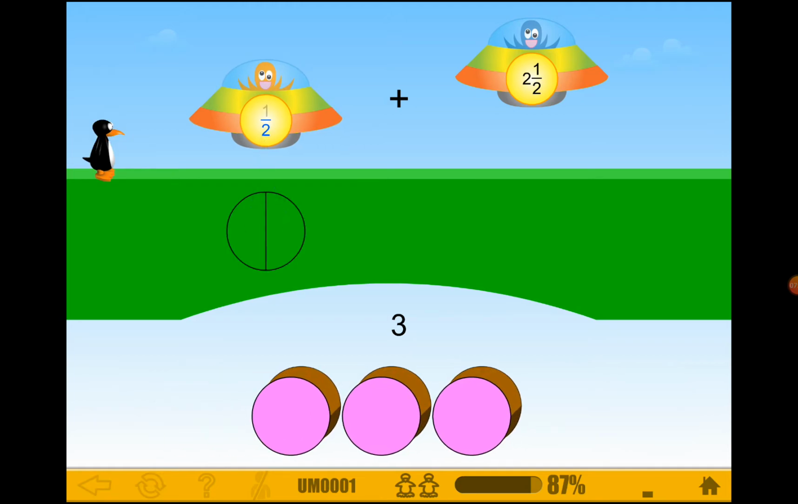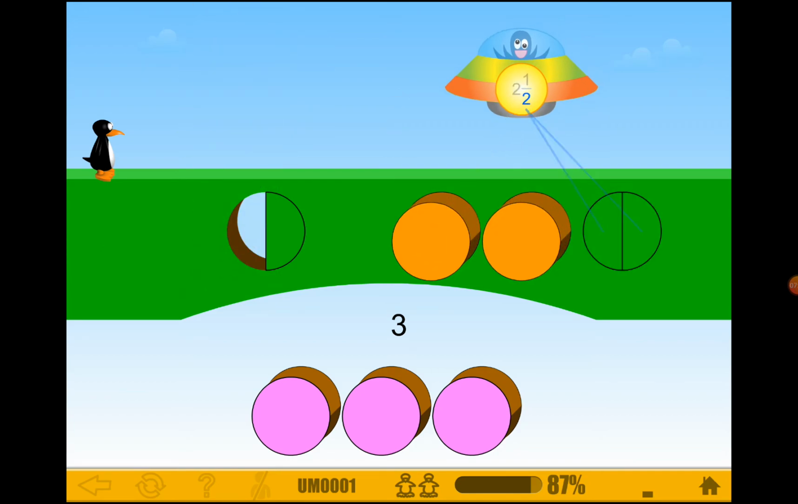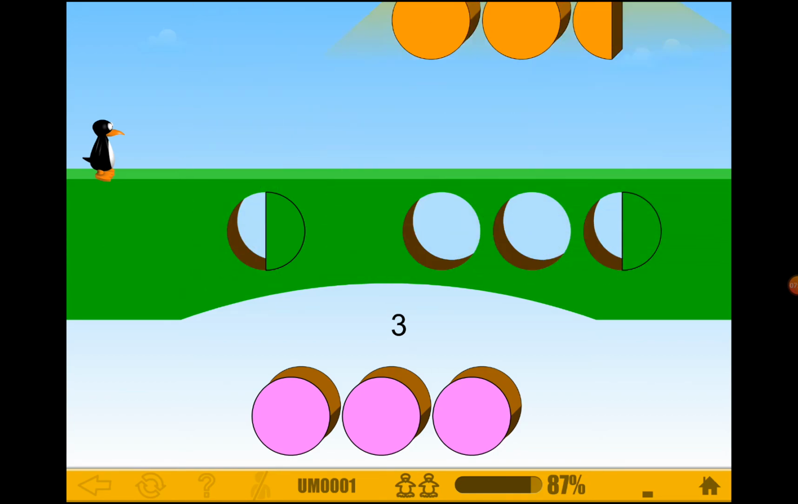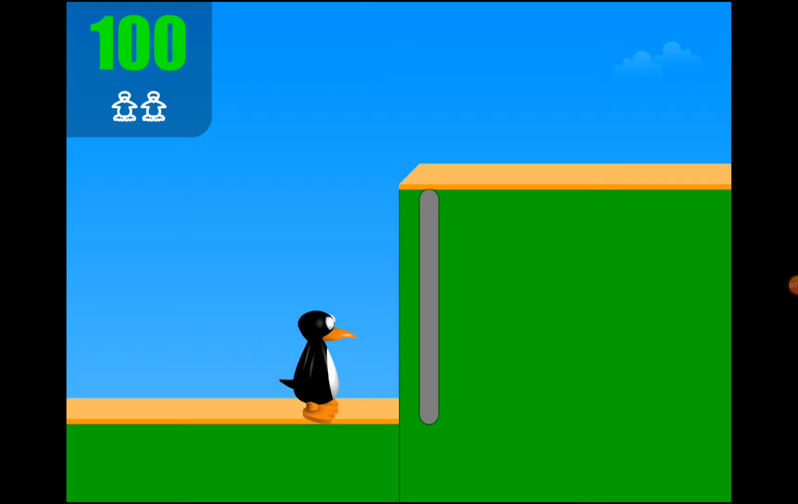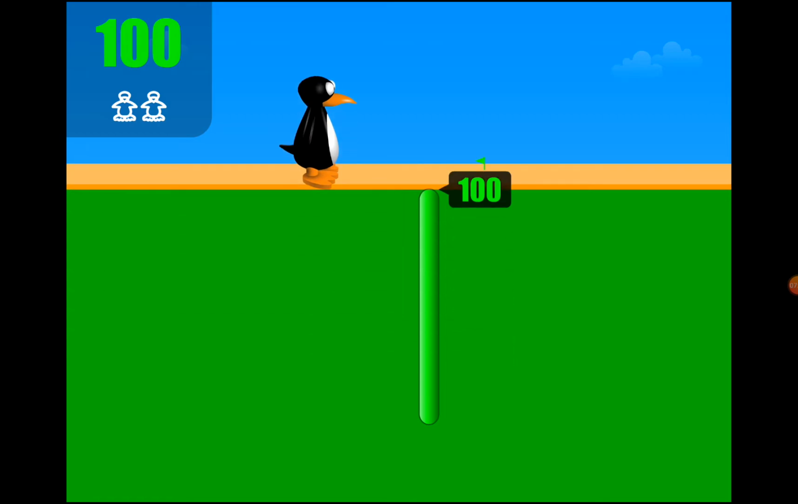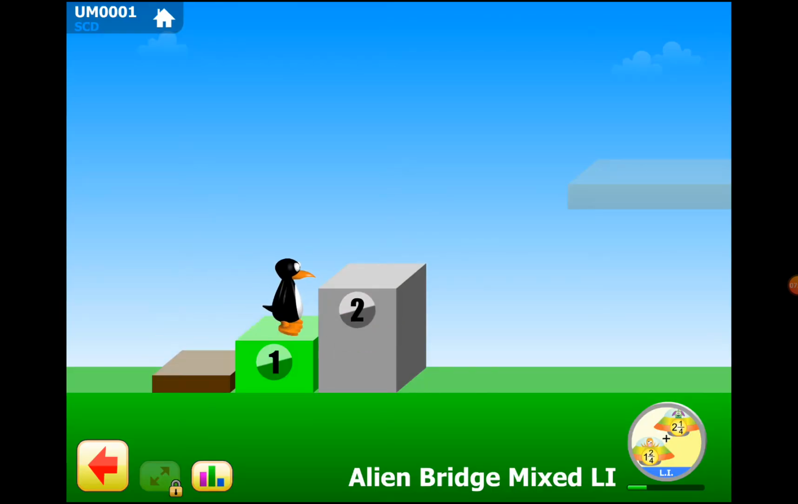Okay, so this is basically the simple math. Simple math. Simple math.